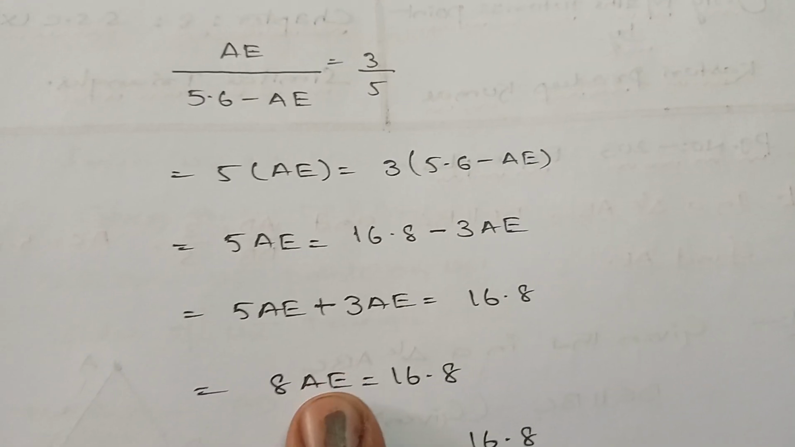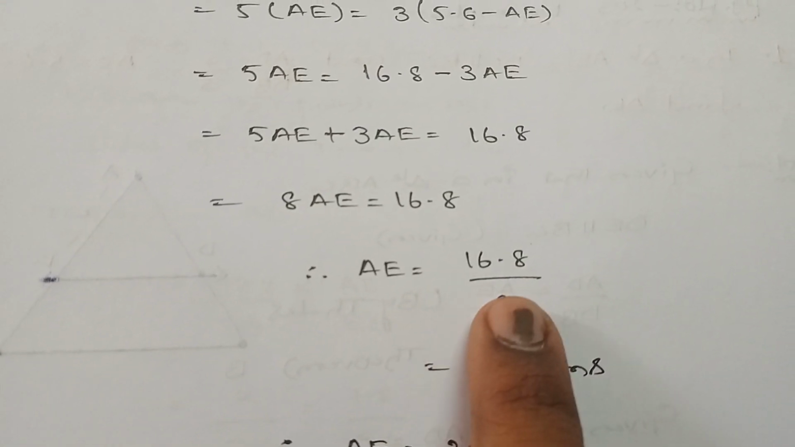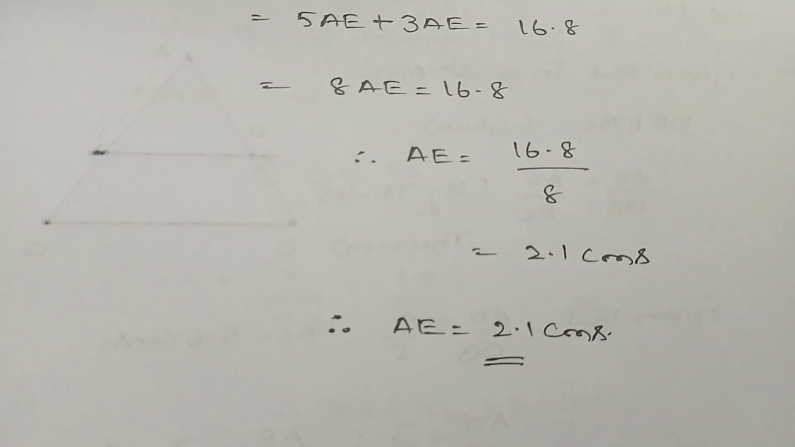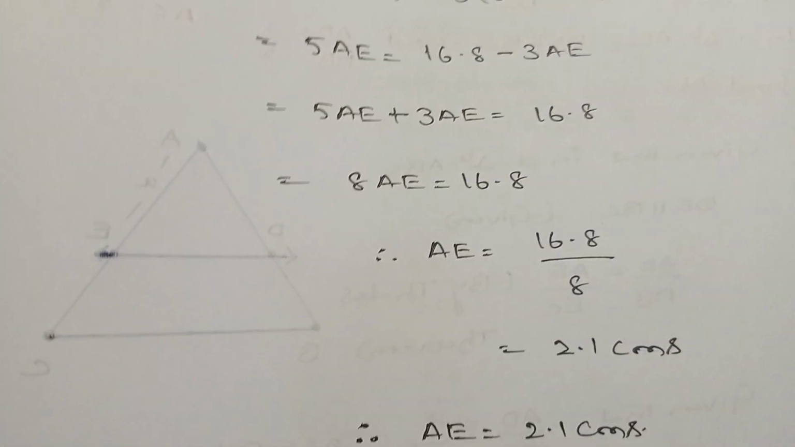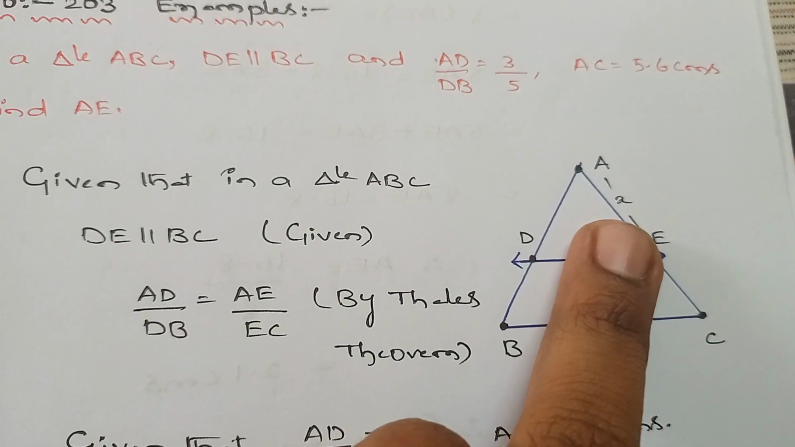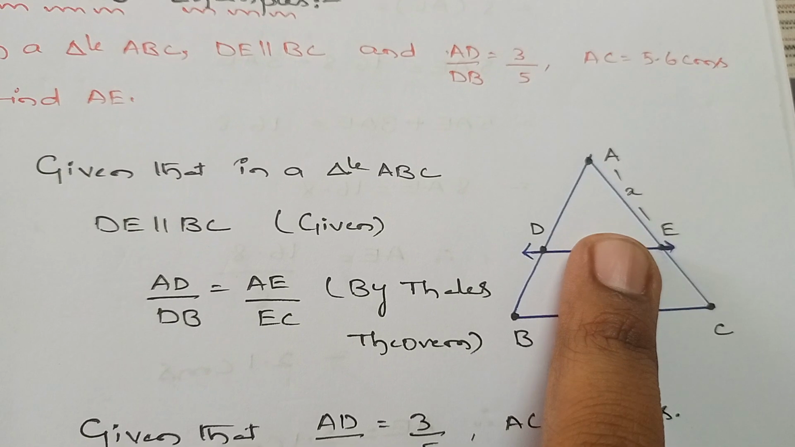Making AE the subject, find the value of AE. We get 16.8 by 8, that equals 2.1. Therefore the length of AE equals 2.1 guys. Therefore the length of AE is 2.1 as per the BPT theorem.